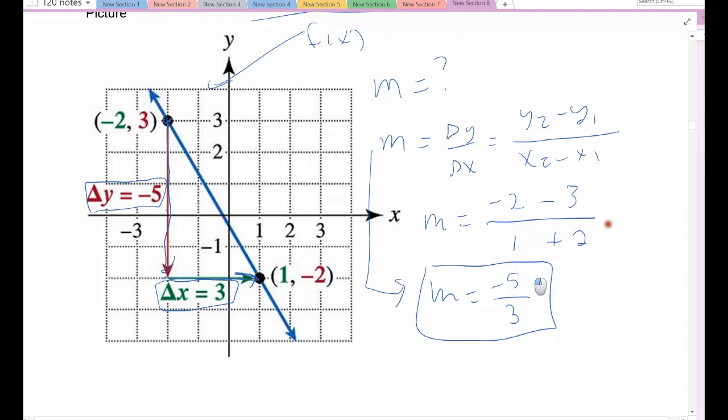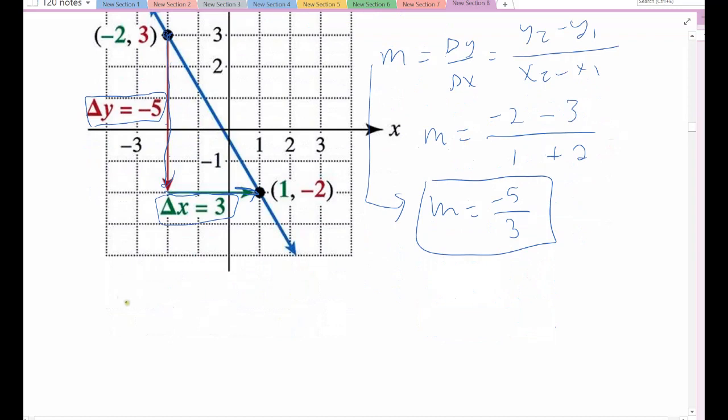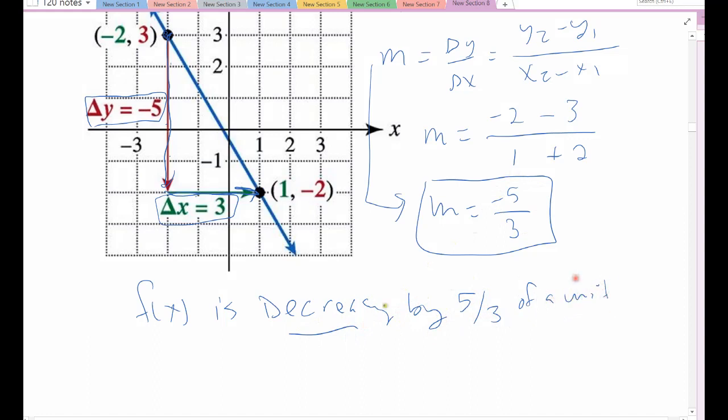Well, again, just visually, the graph is decreasing. So that means f of x is decreasing, right, moving down. And I know exactly by how much. So decreasing takes care of the negative part. When I do the by, it's the units. 5/3 of a unit per change in the x unit.